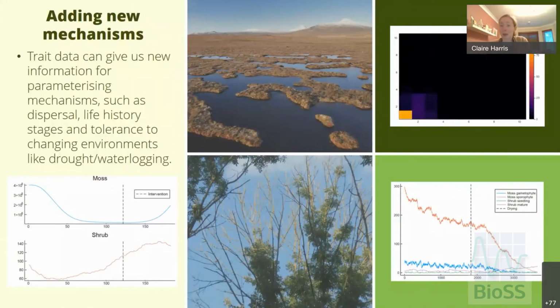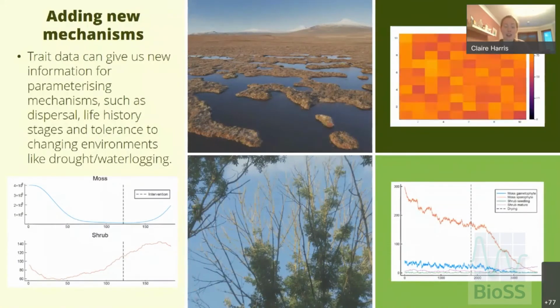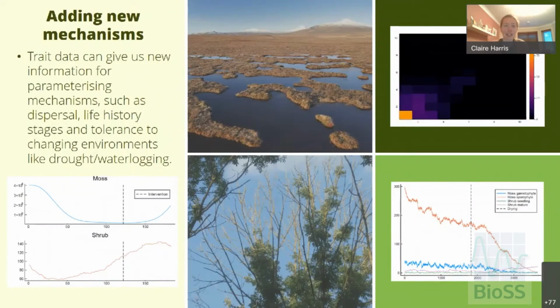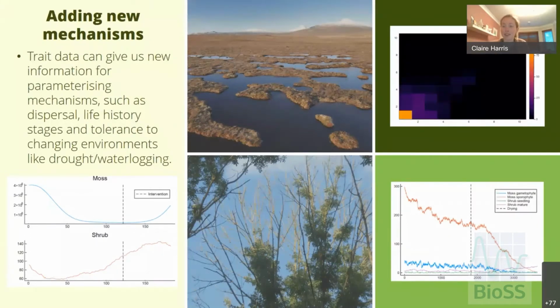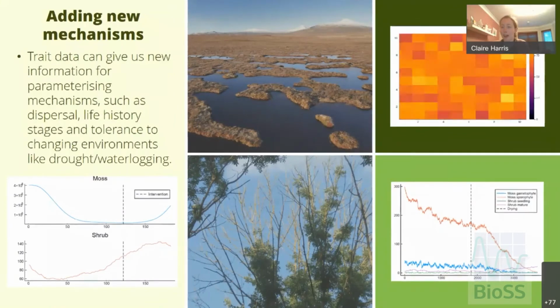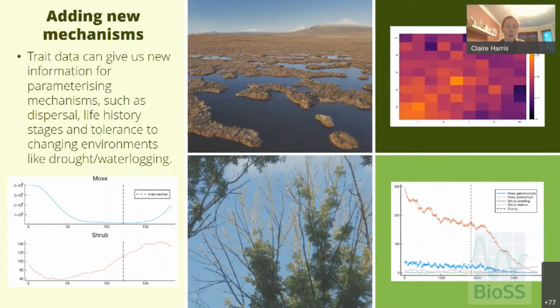So I talked quite a bit about this trait data, and now we're at the point where we think, you know, we've got the data, what are we going to do with it? And there are quite a lot of different things that we could start to look at, and a couple of the areas that we've narrowed down on, I'll go through now.